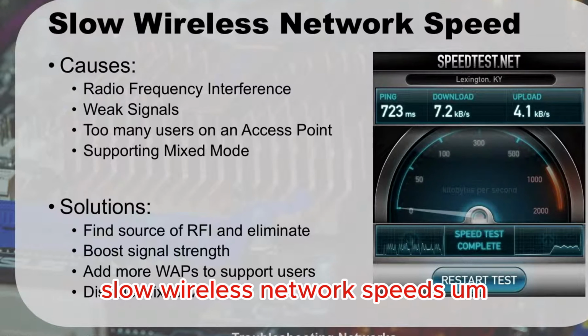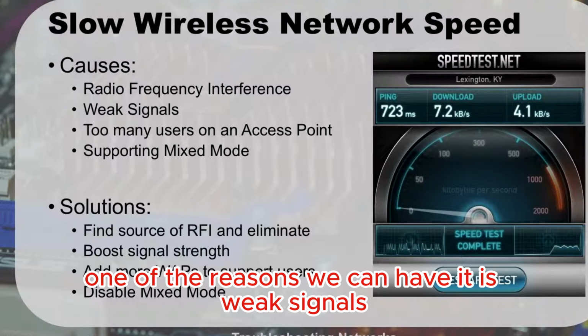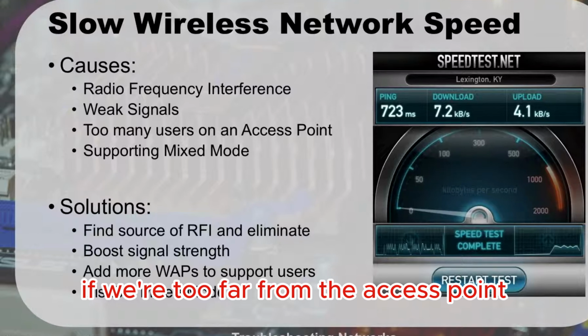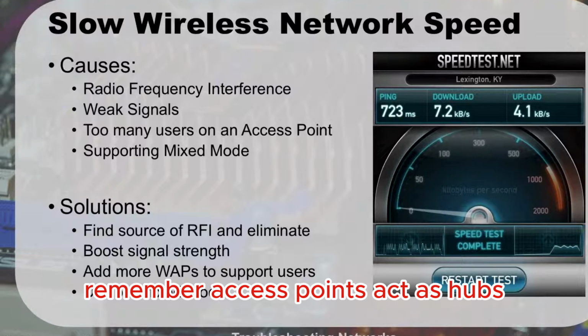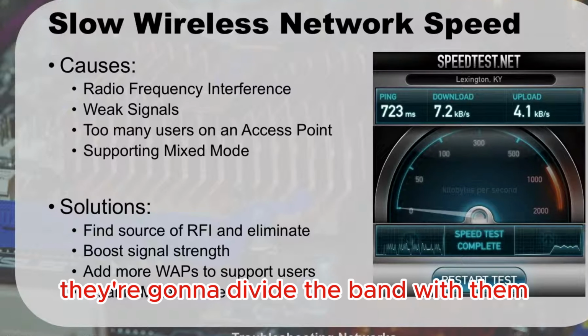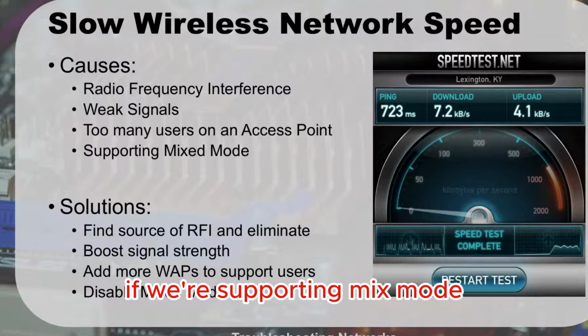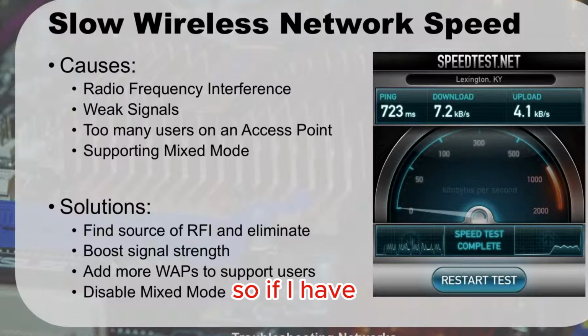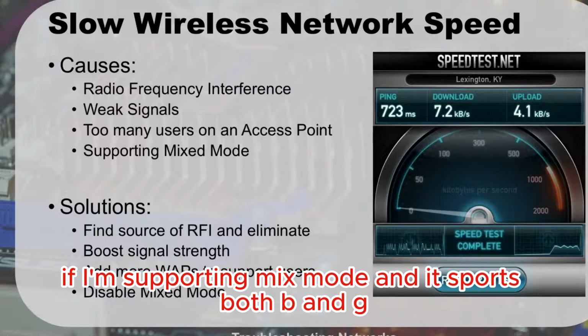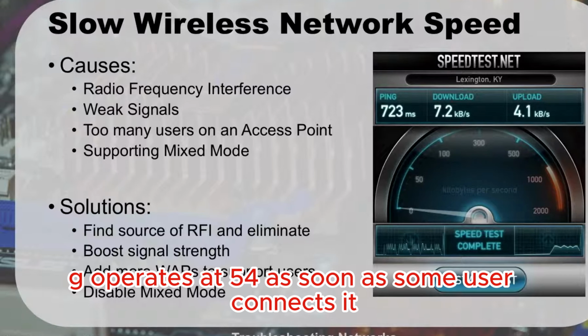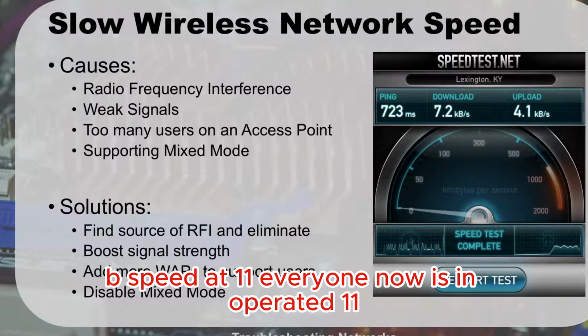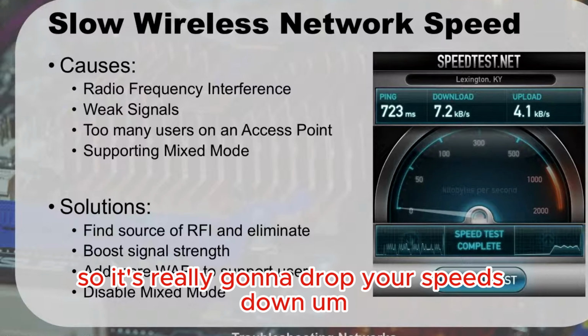Slow wireless network speeds. One of the reasons we can have it is weak signals if we're too far from the access point. If there's too many users on the access point. Remember, access points act as hubs. They're going to divide the bandwidth up. If we're supporting mixed mode, so if I'm supporting mixed mode and it supports both B and G, B only operates at 11, G operates at 54. As soon as some user connects at B speed at 11, everyone now is going to operate at 11. So it's really going to drop your speeds down.